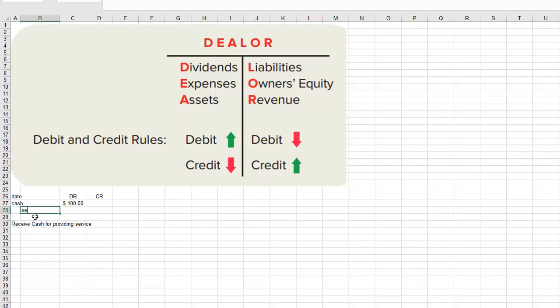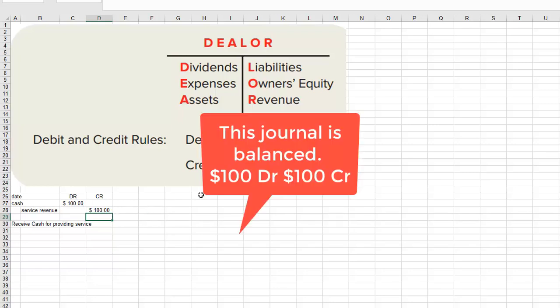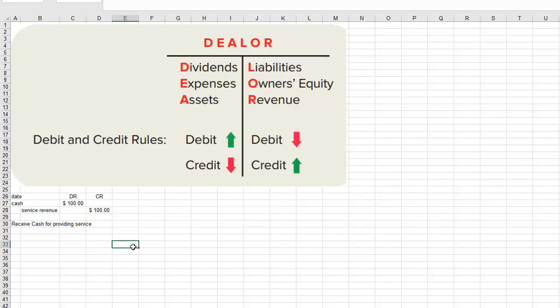Now we're going to have service revenue. We're going to have an indent here. That is required to have that indent to show the difference between our debits and our credits. All right, so indent here. Note that cash is increasing with a debit. Service revenue is also increasing, but with a credit to be balanced. So both accounts are increased, one with the debit, one with the credit.